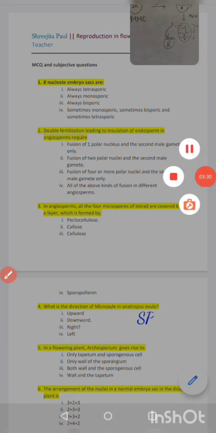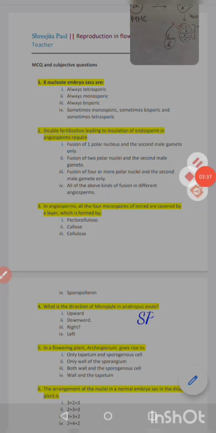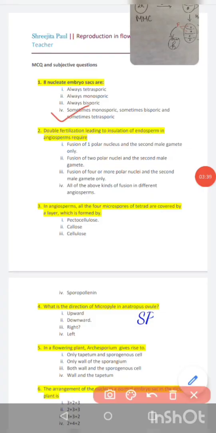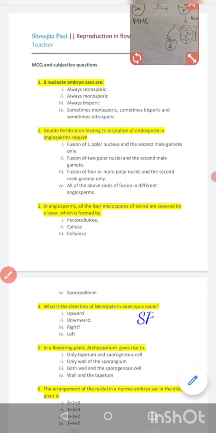Now student, moving to the next question. The next question is: double fertilization leading to initiation of endosperm in angiosperms requires. I have told you in the class also, this one will be initiation. Student, this thing we have done in the class. We have studied double fertilization.